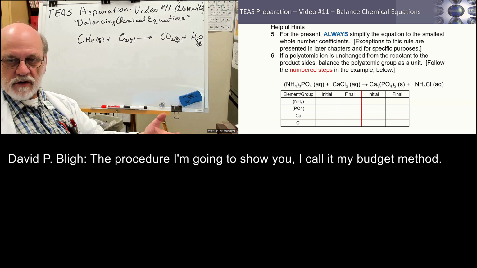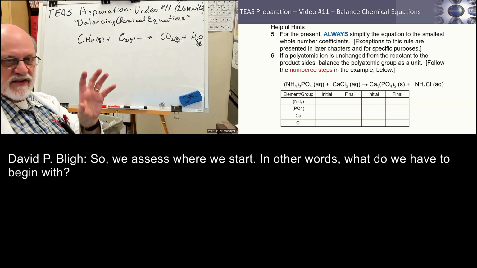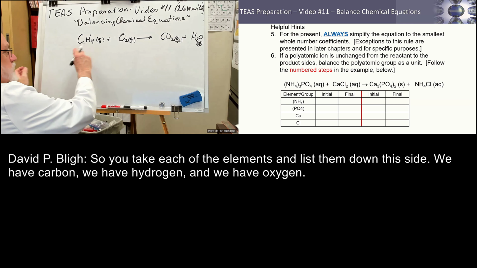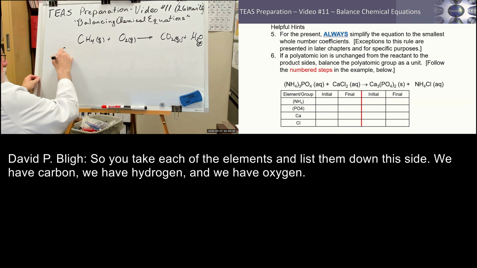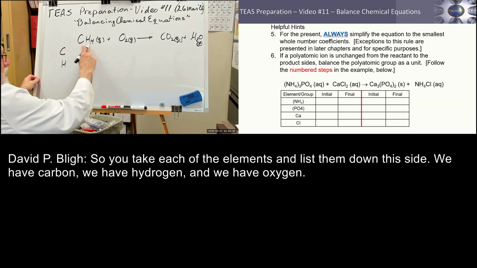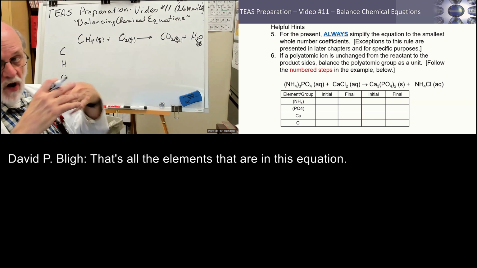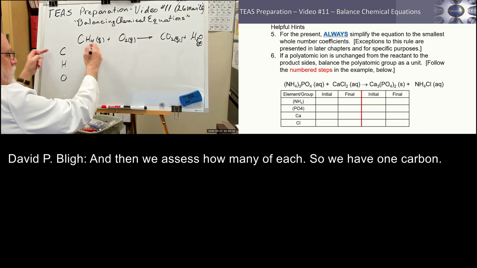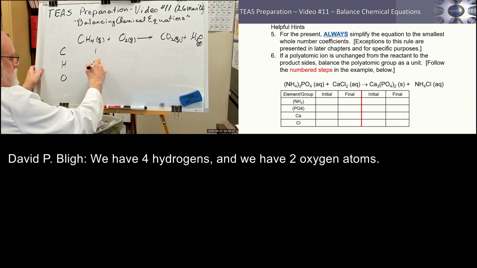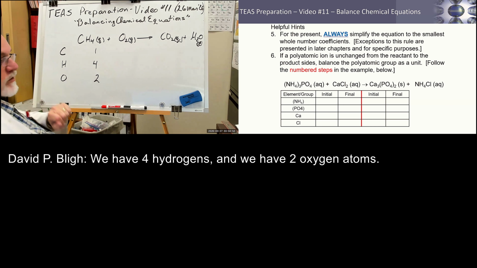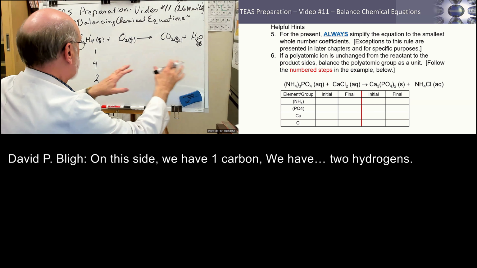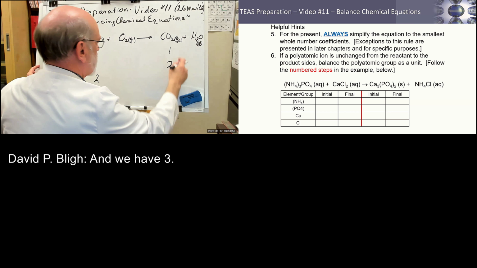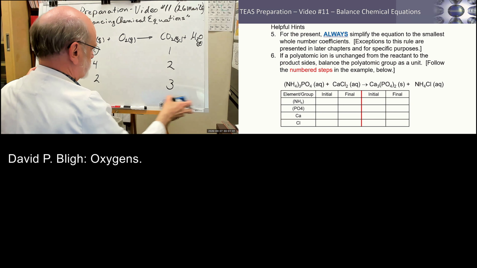The procedure I'm going to show you, I call it my budget method. So we assess where we start. In other words, what do we have to begin with? So you take each of the elements and list them down this side. We have carbon, we have hydrogen, and we have oxygen. That's all the elements that are in this equation. And then we assess how many of each. So we have 1 carbon, we have 4 hydrogens, and we have 2 oxygen atoms. On this side, we have 1 carbon, we have 2 hydrogens, and we have 3 oxygens.